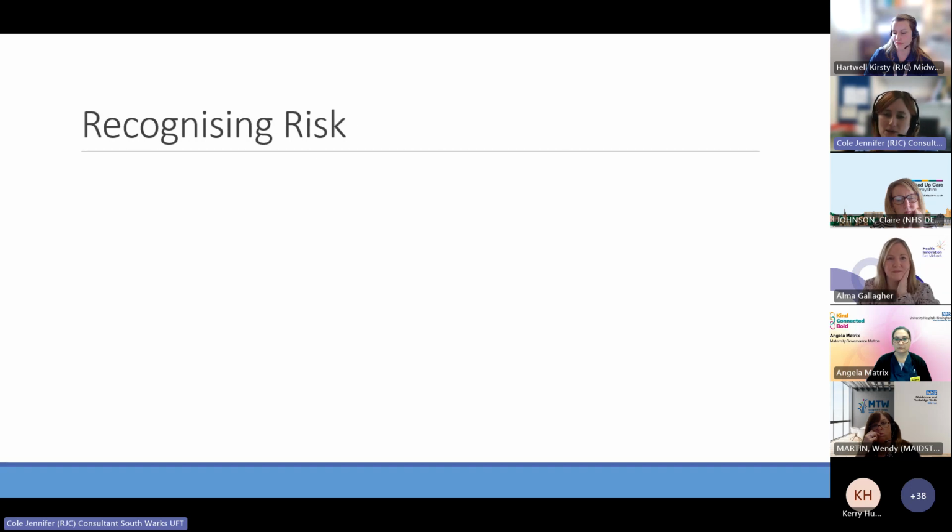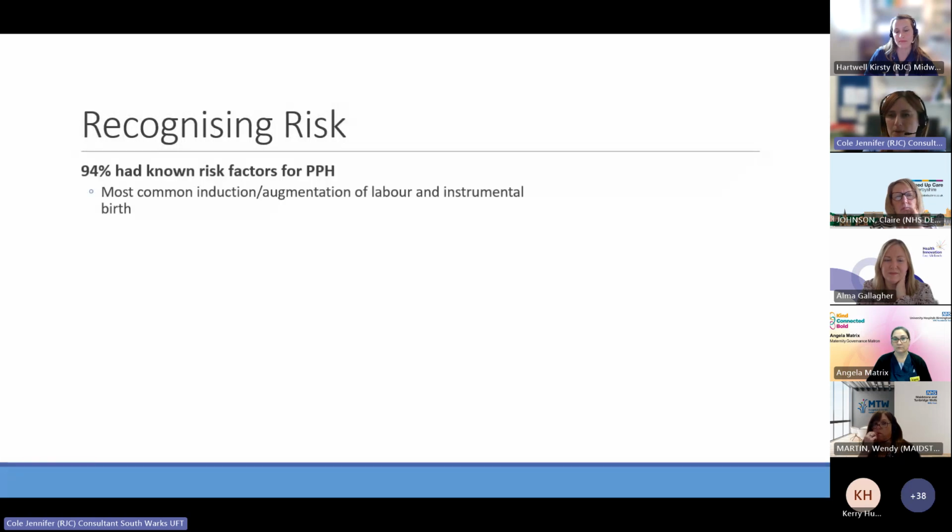So some of the things that we identified in terms of common themes between cases, the first was around our ability to recognise that individual woman's risk of a PPH. And surprisingly, considering they all had massive obstetric hemorrhage, 94% of the women that we looked at had known risk factors, for us now, trust most common being induction or augmentation of labour and an instrumental birth.